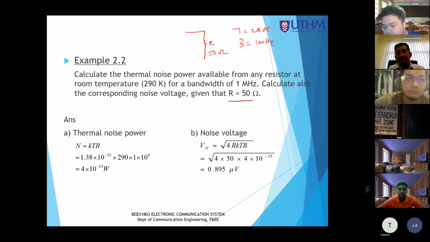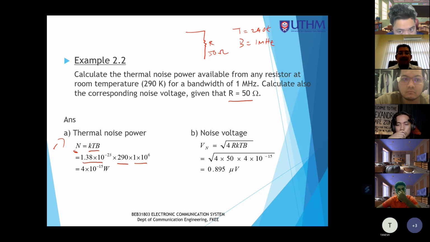So now the question asks, the first one, calculate the thermal noise power. So noise power, ni nampak dia gunakan N. Tadi kita gunakan PN. So doesn't matter, N or PN is the same thing. So noise power is equal to KTB. So K Boltzmann constant, ni adalah satu parameter yang tetap, 1.38 times 10 power of minus 23. Multiplied with 290 Kelvin, given in the question, multiplied with the bandwidth 1 mega. So we're going to get 4 times 10 power of minus 15 watt.